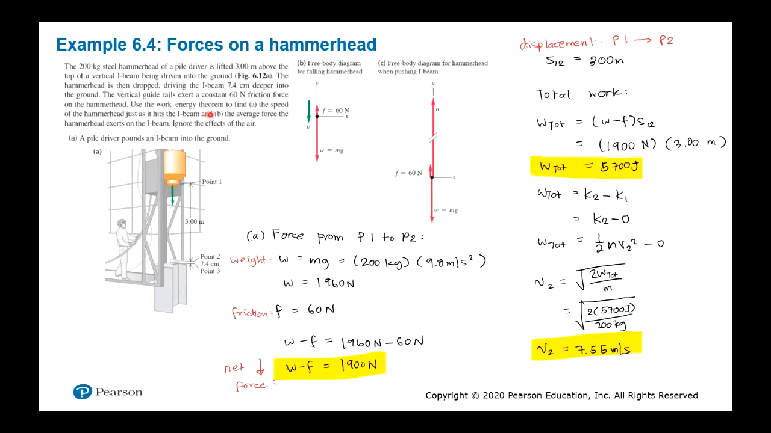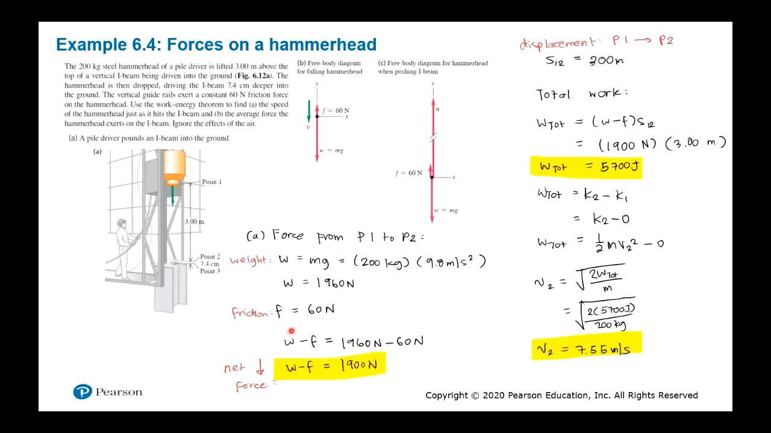Okay, so in order to find the speed of the hammerhead, we will first need to find the forces, then the work, and then we will be using the work energy theorem. So let's first find the force from P1 to P2. We know that the forces are only along the y-axis, so we have the weight and the frictional force. The weight is equal to mass times the gravitational acceleration. That's 200 kilograms times 9.8 meters per second squared, giving you a weight of 1,960 newtons.